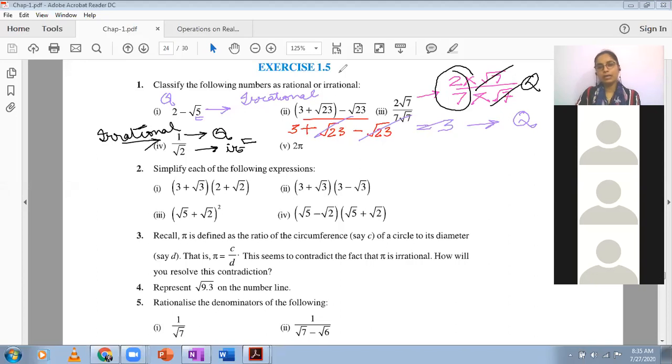What do you think about the last part? Irrational. It's a rational number multiplied with an irrational number. The answer will be irrational. So this will also be irrational. So this is what we have. Now these questions can be asked in MCQ type, where you are asked to choose a rational number out of the given options, or you are told to choose an irrational number out of the given options.